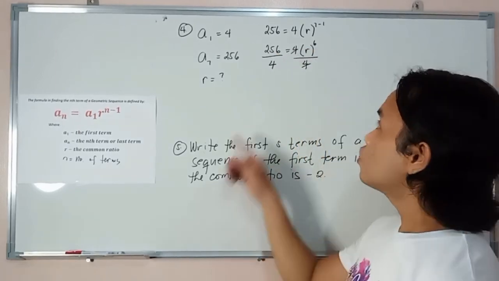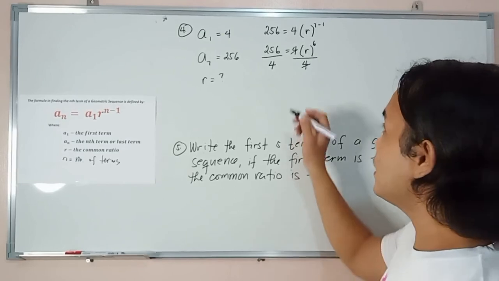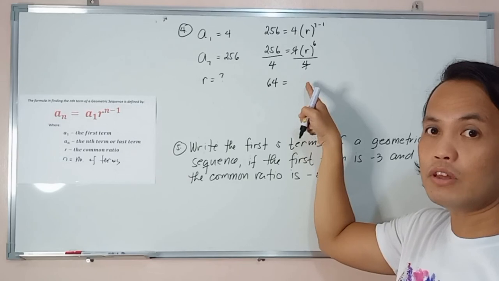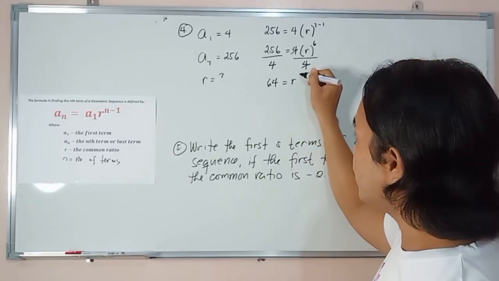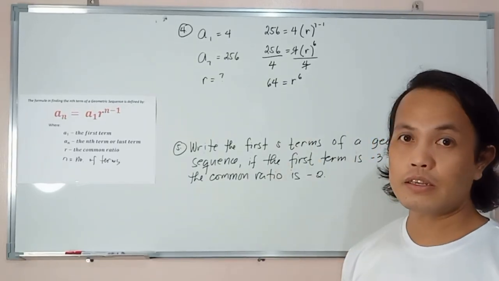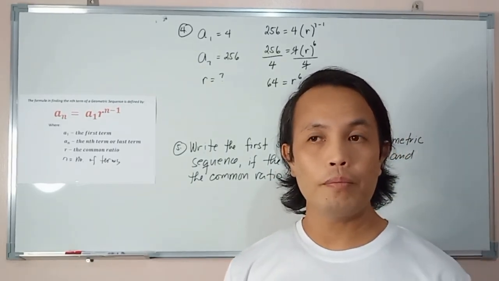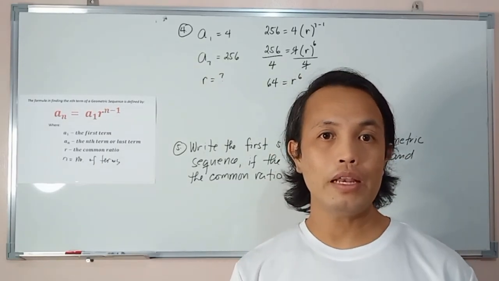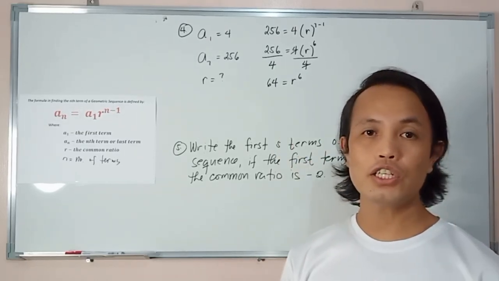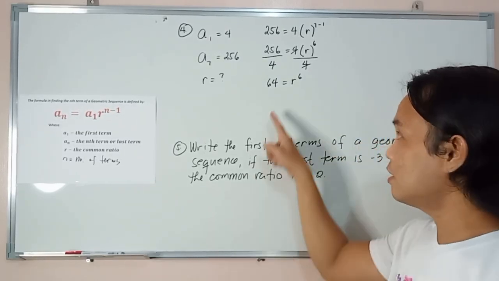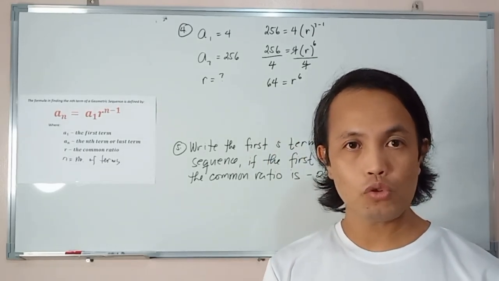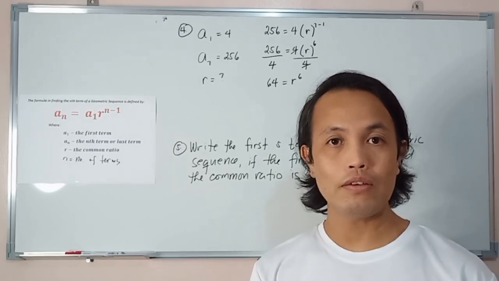We cancel this out. So 256 divided by 4 gives us 64, equals r raised to 6, since the 4 has been canceled out. Now we need to express 64 in exponential form so that we have a similar exponent to the right side of the equation. So we have to find a number that, when raised to 6, will give us 64. In this case, we have 2. That is 2 times 2 times 2 times 2 times 2 times 2 gives us 64.